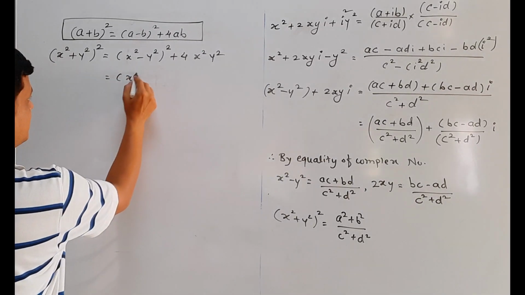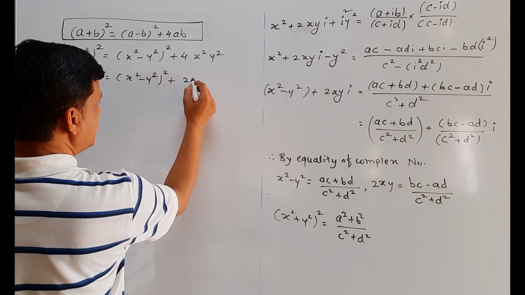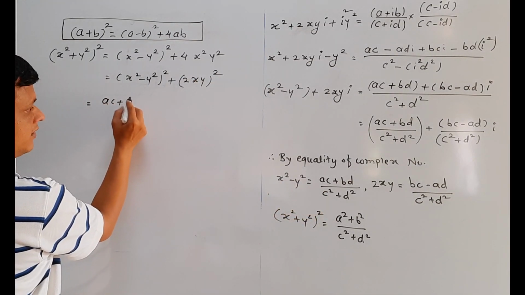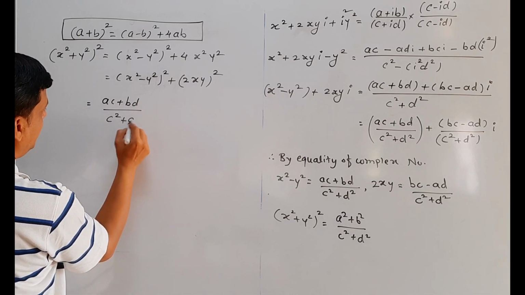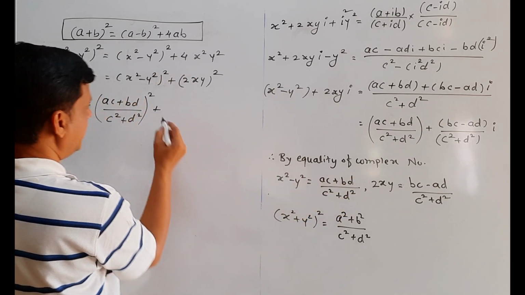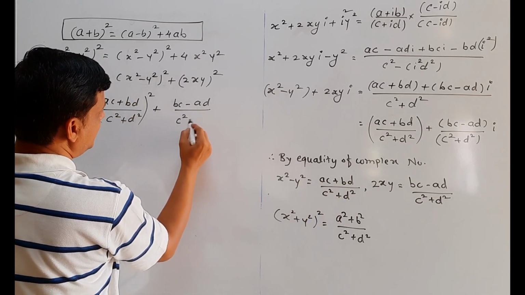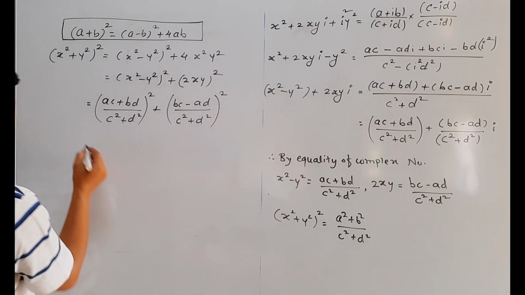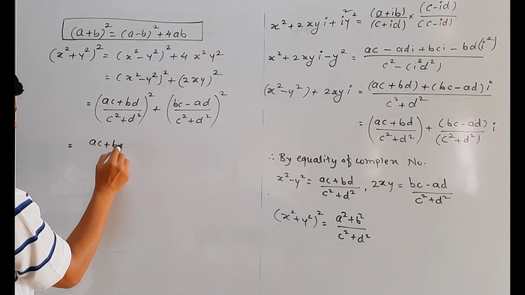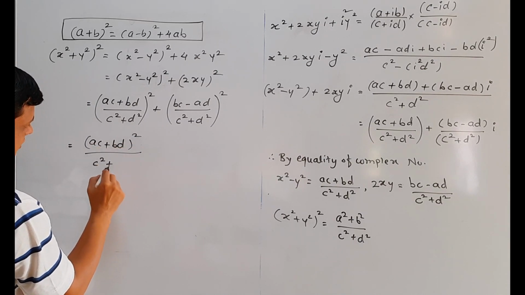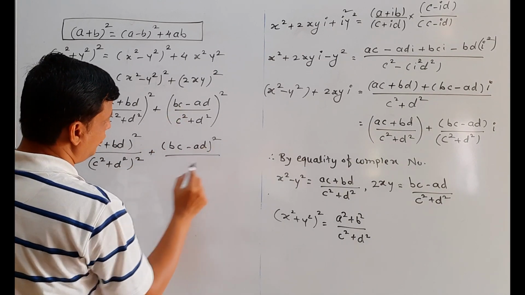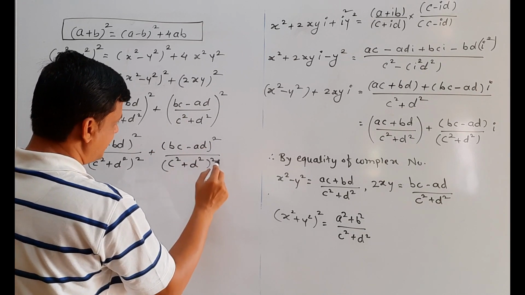So we write here (x square minus y square) its square plus this we write as 1 square... (2xy) its square. Now substitute the value of x square minus y square as ac plus bd upon c square plus d square its square, plus twice xy we calculate bc minus ad upon c square plus d square its square. Now we write the numerator square separate, denominator square separate. So we write (ac plus bd) its square upon (c square plus d square) its square plus here also (bc minus ad) its square upon (c square plus d square) its square.